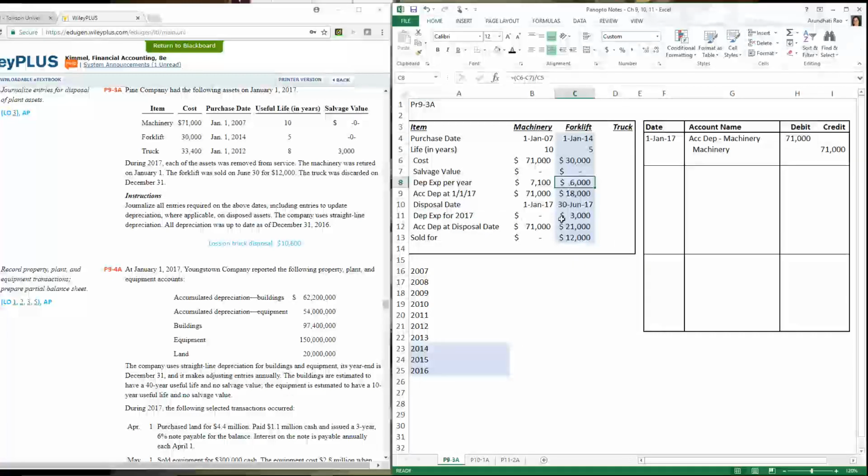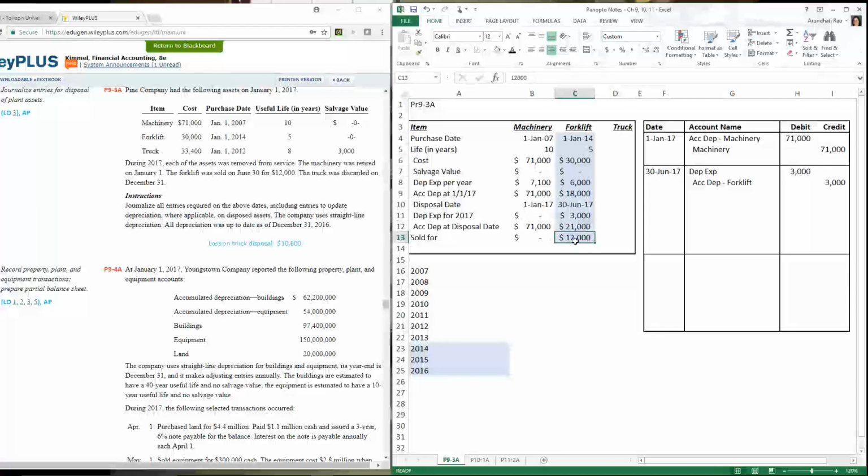Full year depreciation is 6,000, so half year depreciation will be 3,000. So let me first do my journal entry to record the depreciation. Depreciation expense debit, accumulated depreciation on forklift credit, that's going to be $3,000. Now my accumulated depreciation has gone up to 21,000. The previous 18,000 plus 3,000 is 21,000.